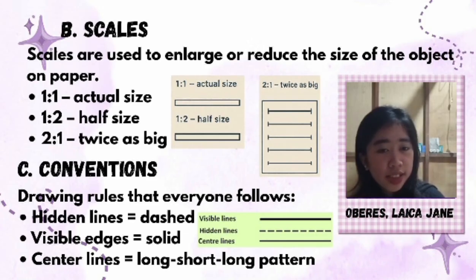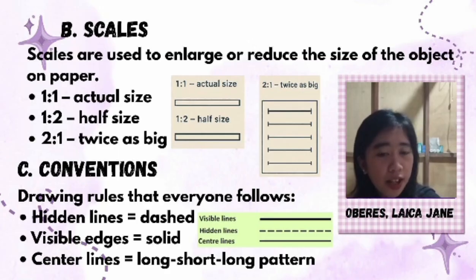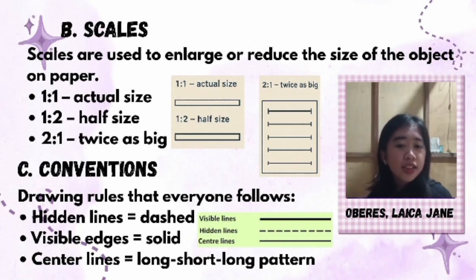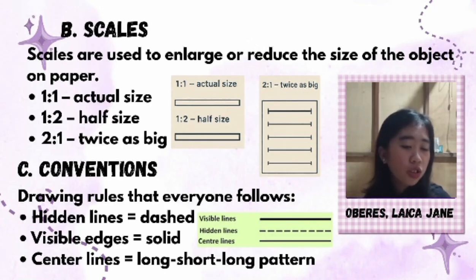First, hidden lines, dashed. This shows part of the object that you cannot see from the outside. Second, visible edges, solid. These show parts of the object you can clearly see. Center lines, long, short, long pattern, used to mark the center of circles, holes, or geometrical objects.